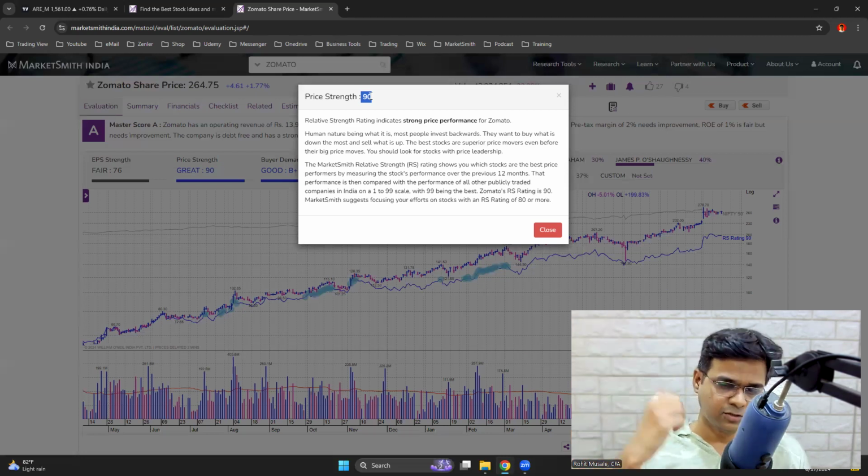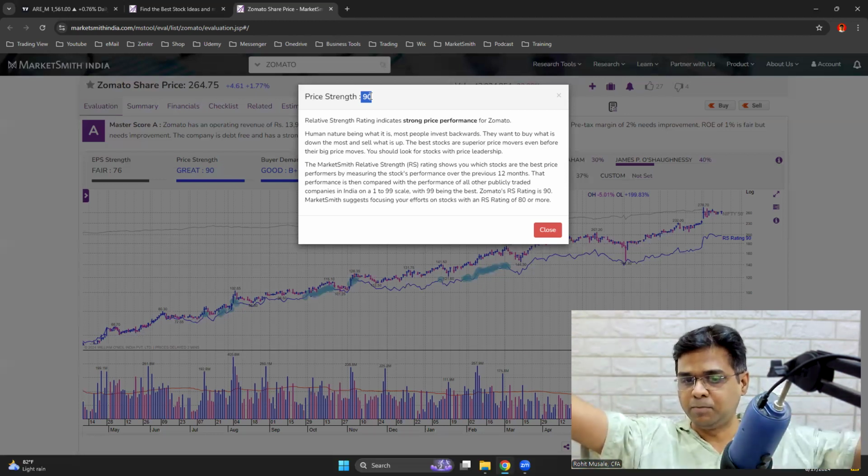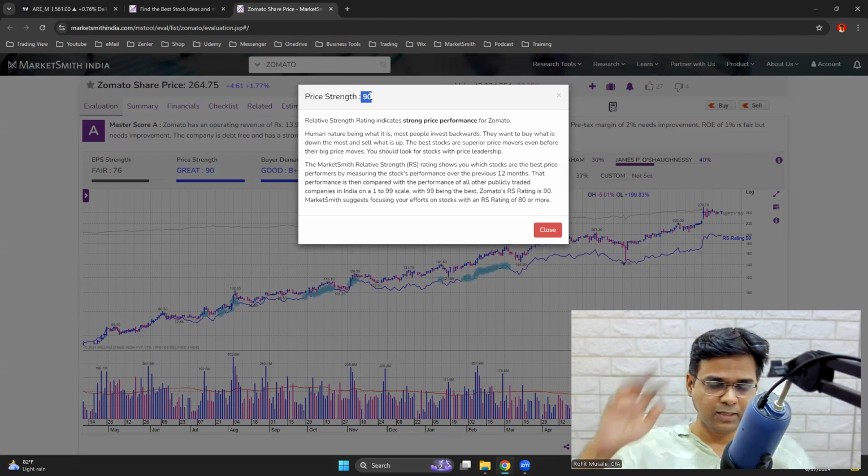And why do you think a stock gets relative strength? The stock gets relative strength because people are buying the stock. People are interested in the stock. There is something that the company might be doing right in its business, or people believe that the company might do well in the future. So, whatever the reason might be, people are interested.